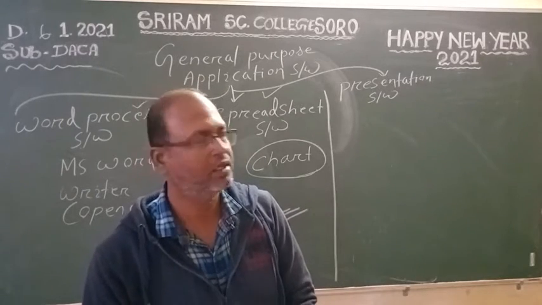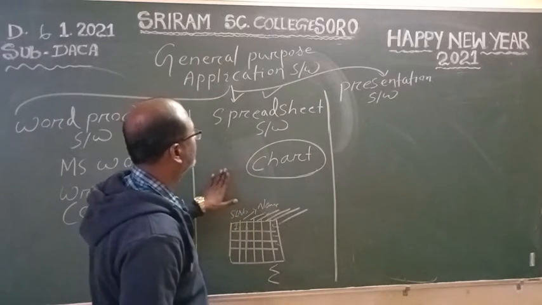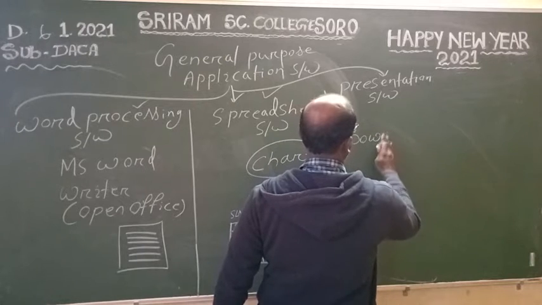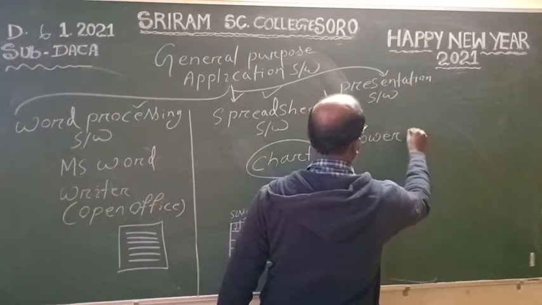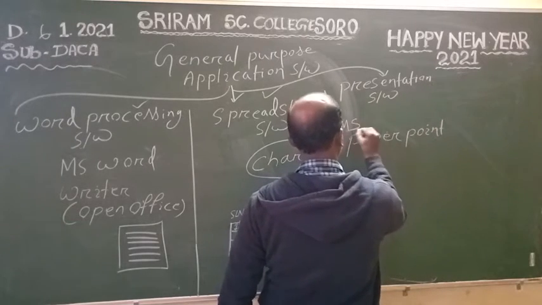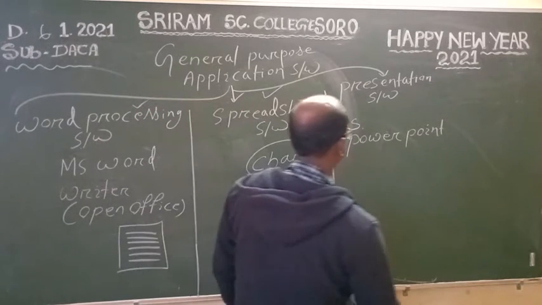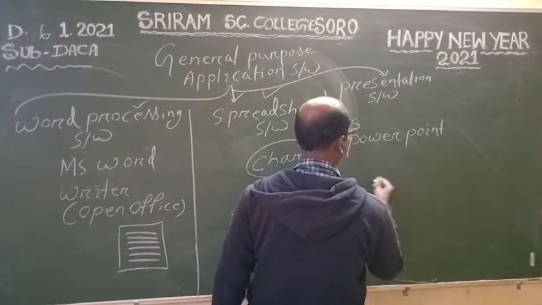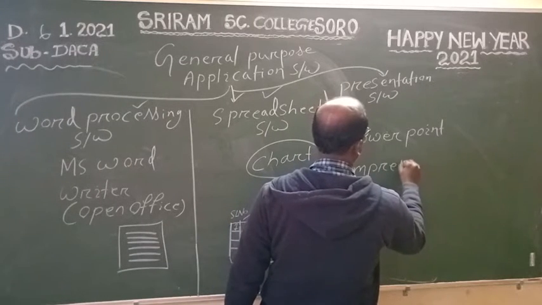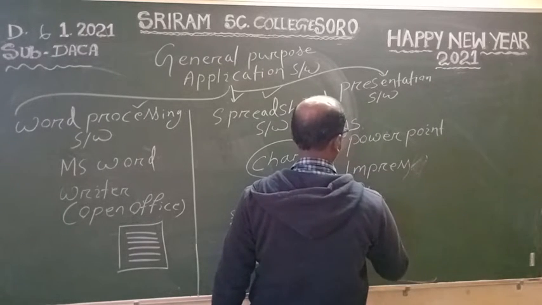That's the presentation software. The example I can give here is PowerPoint, and that's under MS, Microsoft PowerPoint. Another kind of presentation software, under OpenOffice, is Impress. Impress is software that is under OpenOffice.